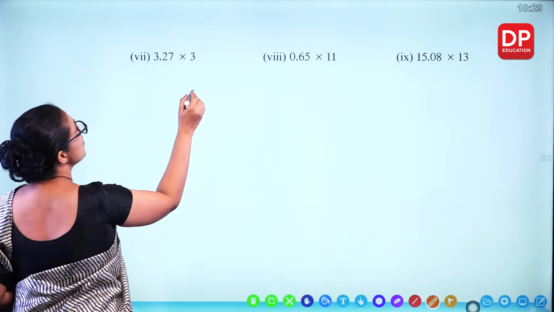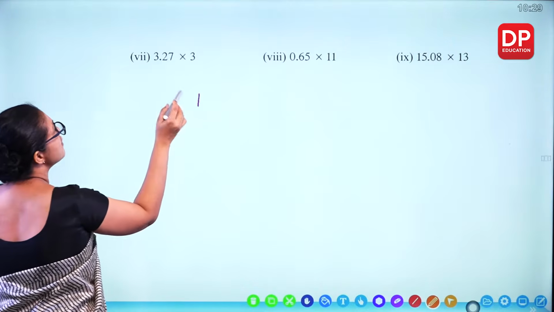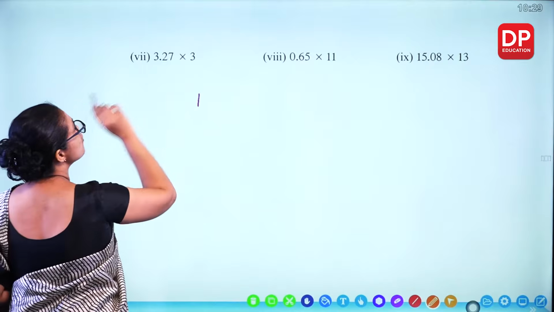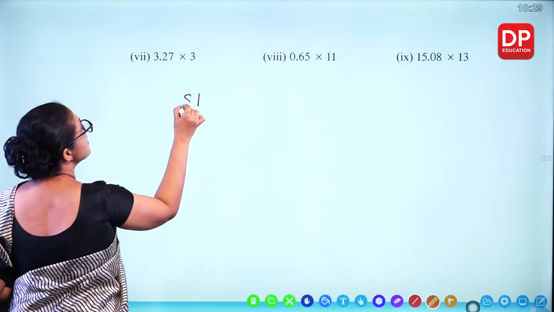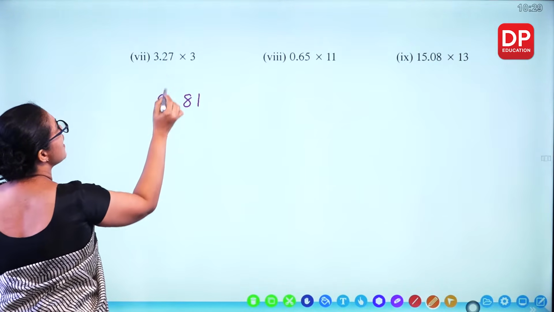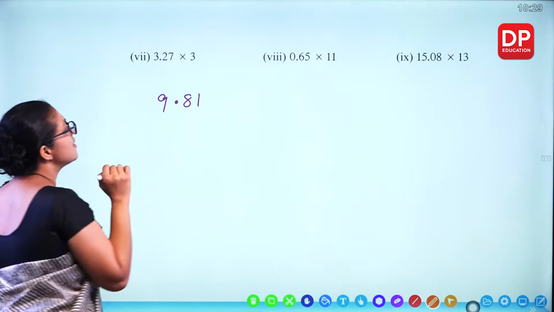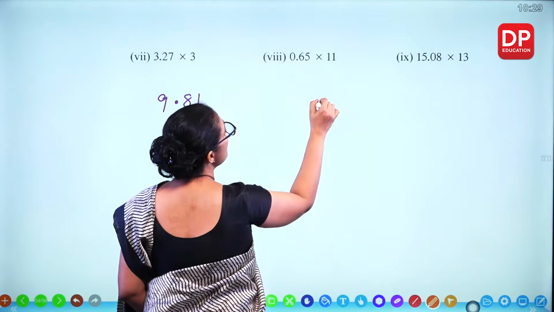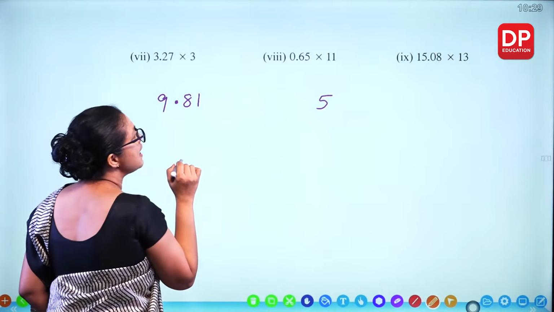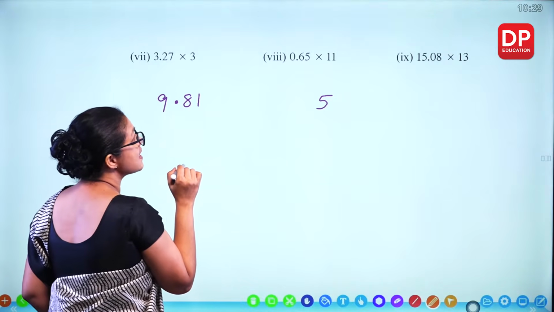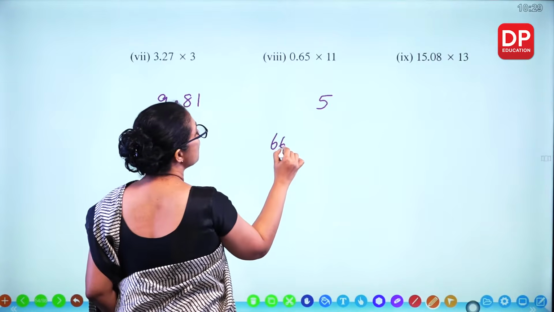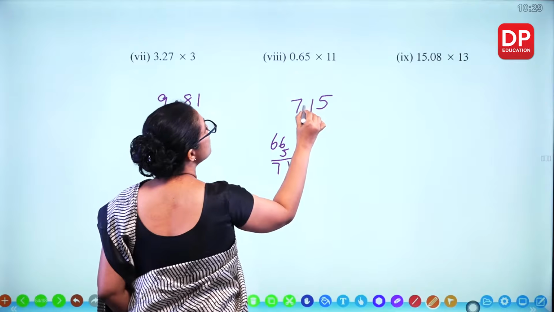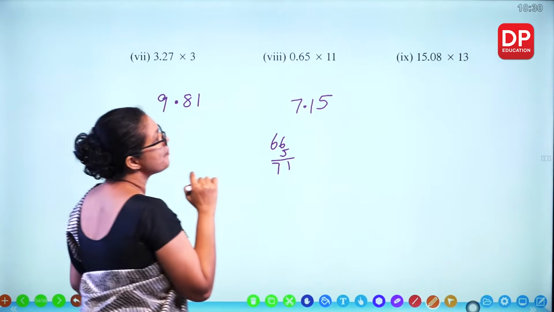3 times 7, 21. 2 remaining. 3 times 2, 6 plus 2, 8. 3 times 3, 9. And keep 2 places here. Multiply by 11. 11 times 5, 55. 5 remaining. 11 times 6, 66. 66 plus 5, 71. So keep 2 places here.